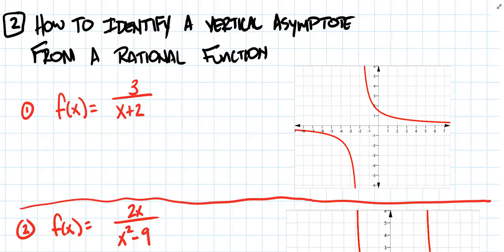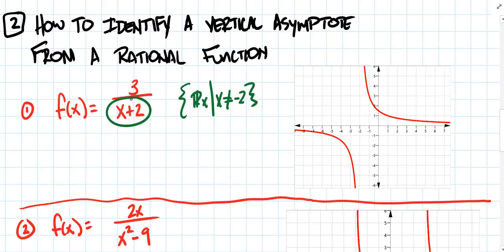Okay, here's box number 2. We are going to learn how to identify a vertical asymptote from a rational function. I have 3 little mini examples here for you. The first one says f of x is equal to 3 over x plus 2. I'm going to go ahead and write the domain down. The domain in this case would be all real numbers x such that x is not equal to -2. Hopefully you realize why that is, because we get a 0 in the denominator.